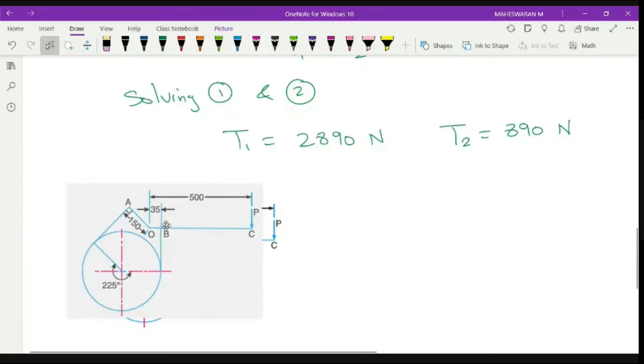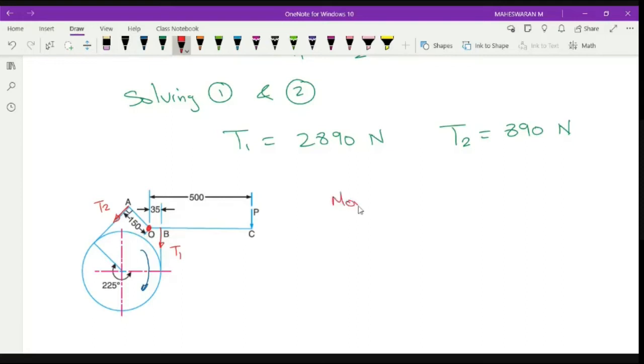Now I'm putting it here again. As we discussed earlier, it is rotating in clockwise direction. So this is my tension force T1 because this is my tight side, and this is my slack side. Now I am going to take moment at point O. This is my point O. Let me take moment at O.